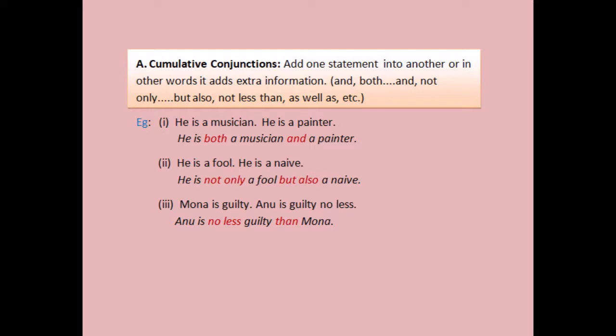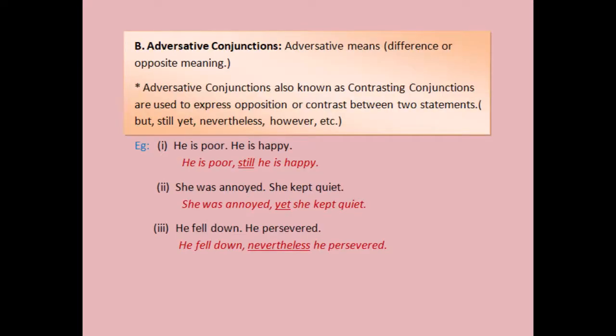She was annoyed, yet she kept quiet. Number 3, he fell down, he persevered. He fell down, nevertheless he persevered. Number C is alternative conjunctions. It suggests a choice between the two statements. That means how to express a situation of two choices by using the following conjunctions in the bracket.